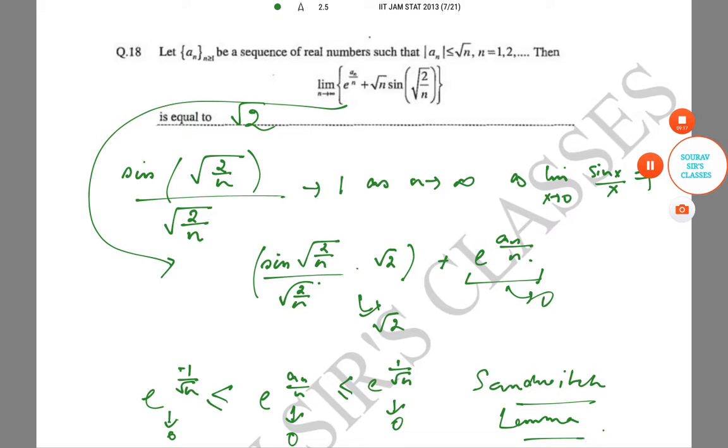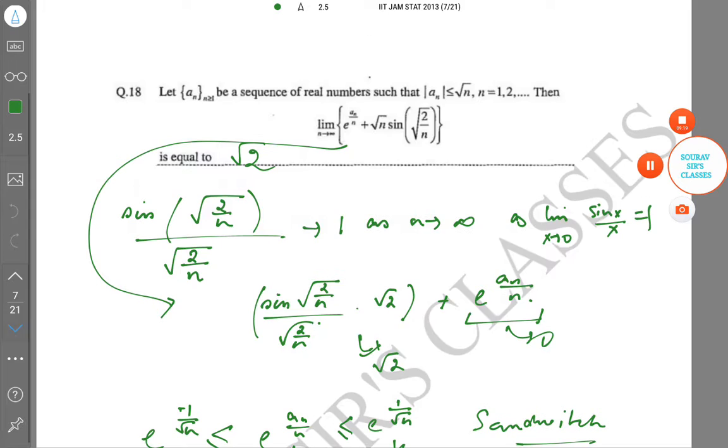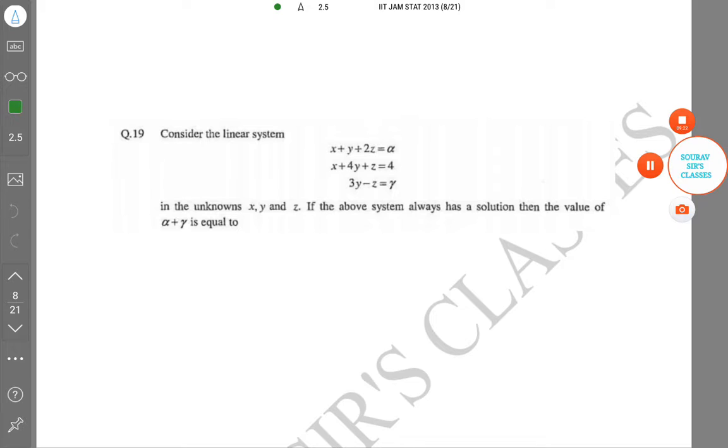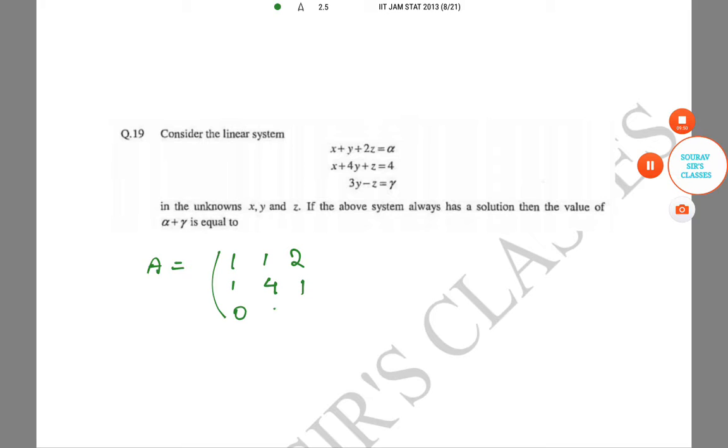We will move on to the next question. Consider the linear system x plus y plus 2z equal to alpha, x plus 4y plus z equal to 4, 3y minus z equal to gamma, in the unknowns x, y and z. If the above system always has a solution, then the value of alpha plus gamma is equal to what? Now what is the matrix? The matrix is 1 1 2, 1 4 1, 0 3 minus 1.